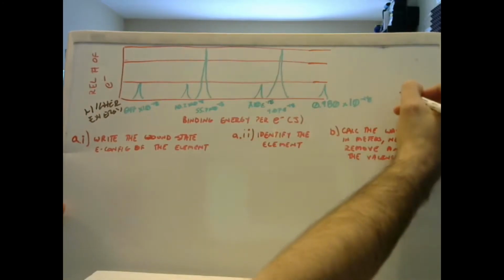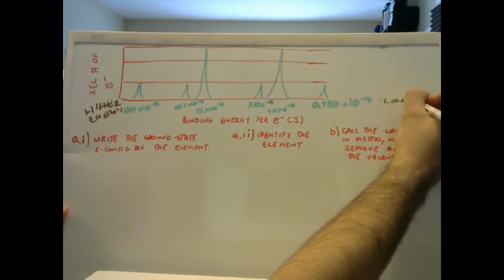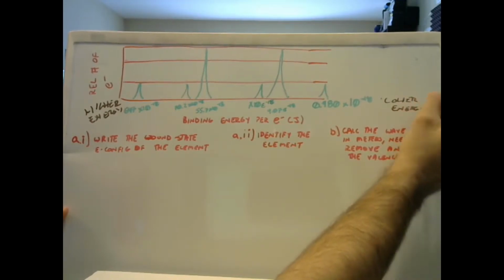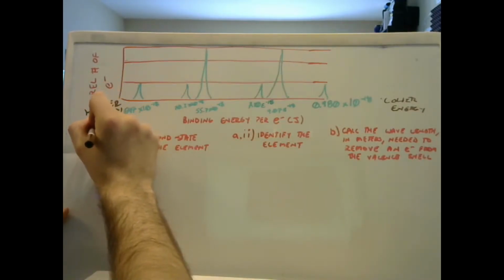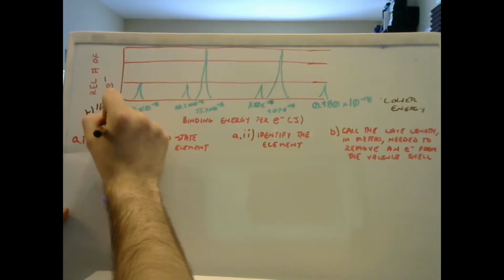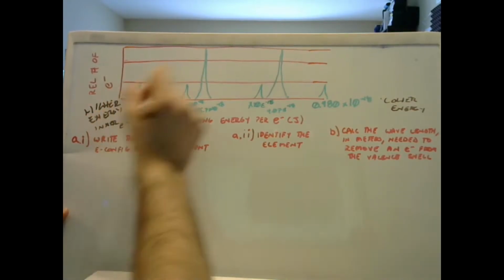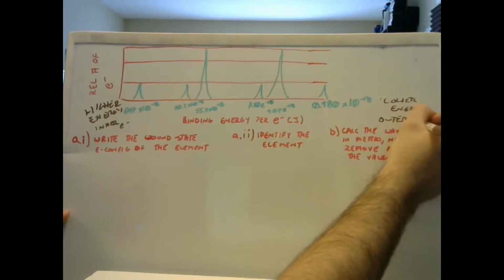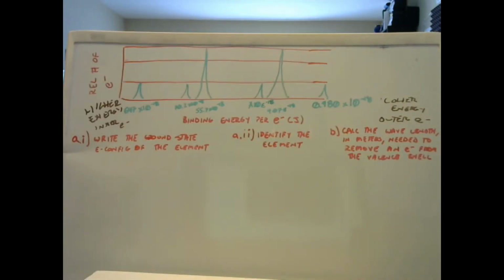And this is the lower energy. Which then tells me that these are the inner electrons, because the closer they are to the nucleus, the harder they are to remove. And then these are the outer electrons because they have the least amount of energy to remove, okay? From there, it's just a matter of labeling.